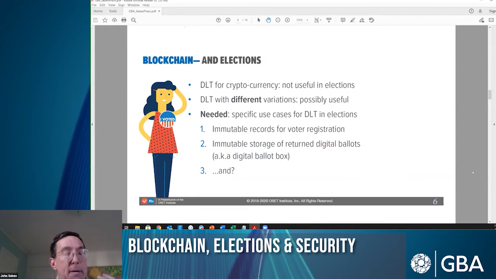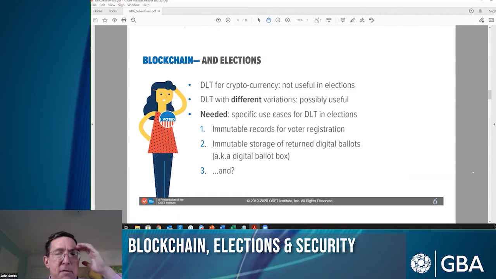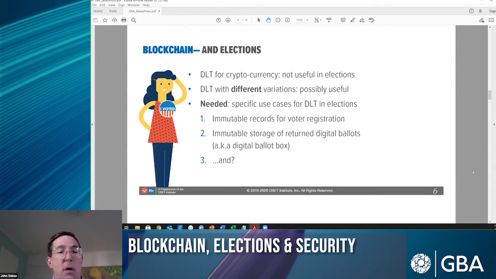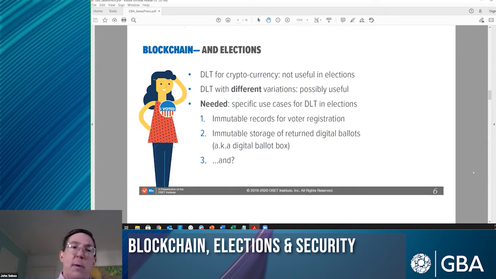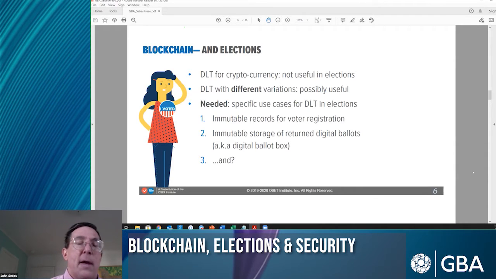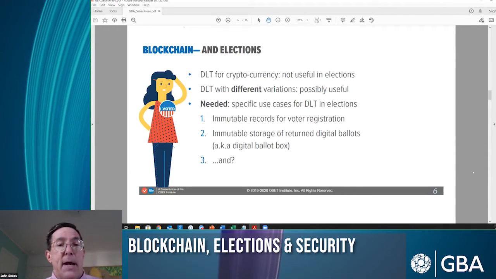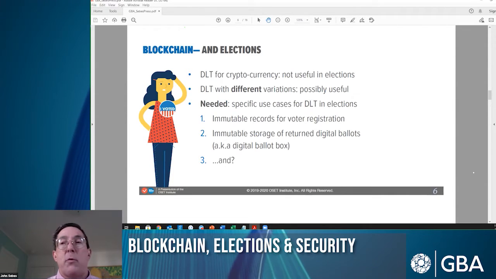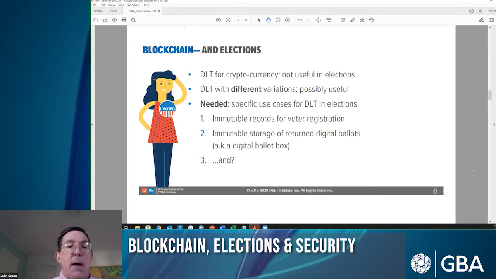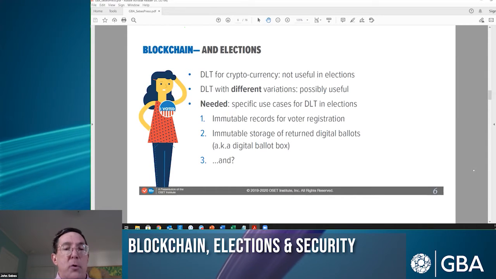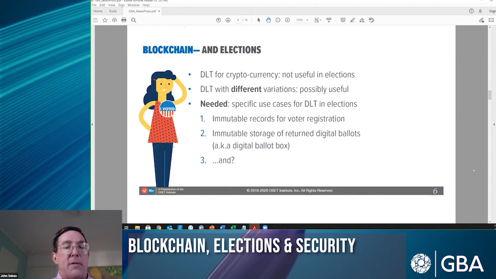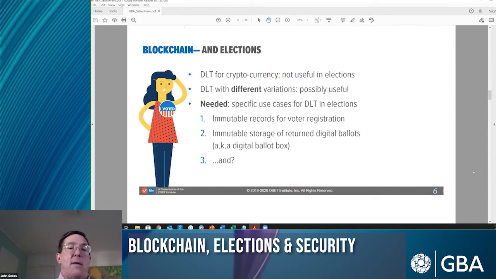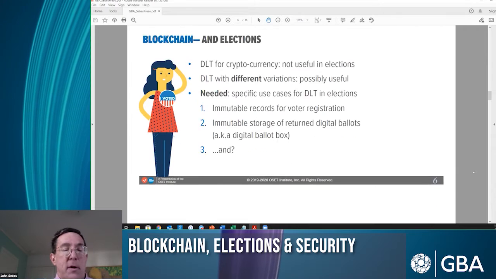So since that kind of digital ledger technology, cryptocurrency, is not useful for elections, what are some variations that are useful? Well, to answer that question, we need specific use cases about specific problems in elections today. And here's 2 use cases. In voter registration, we need immutable records. We don't have them today. If we're doing digital remote voting, we need immutable storage of those ballots that are returned digitally, sometimes called a digital ballot box. We don't have that today. And there might be other use cases. Jared, could you advance the slide, please?